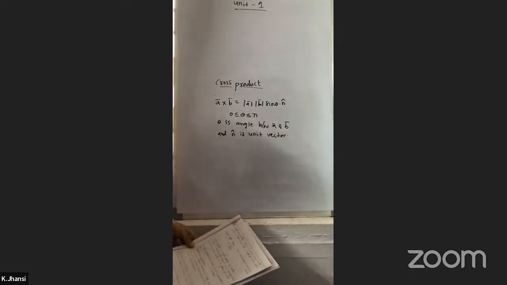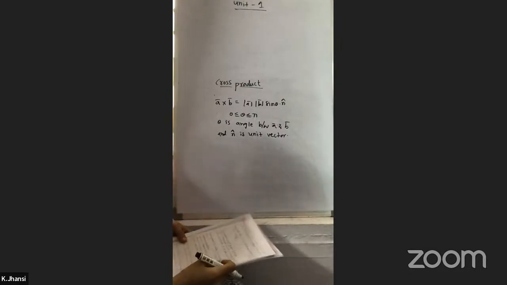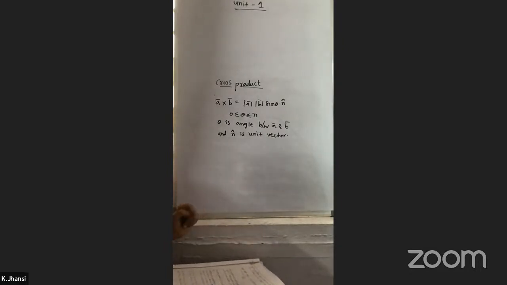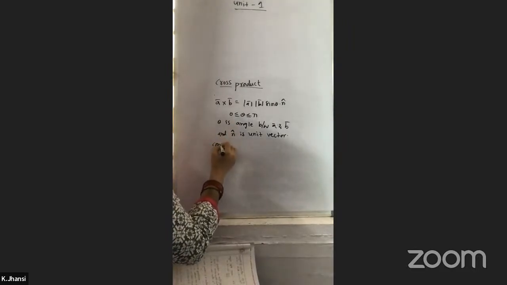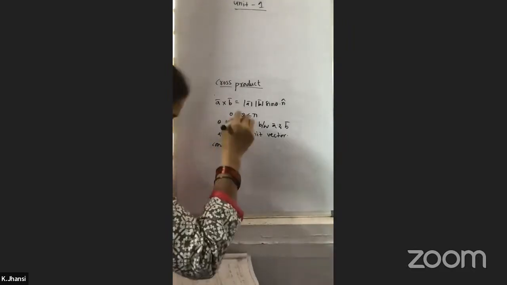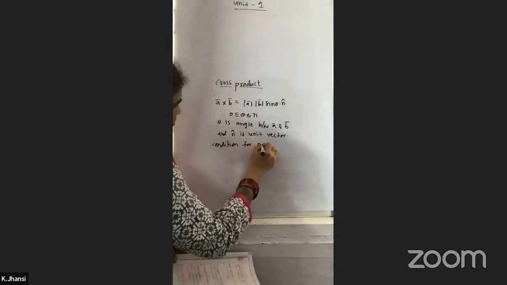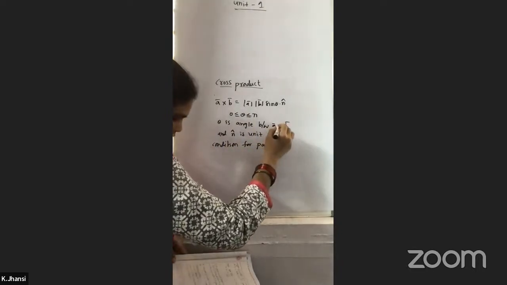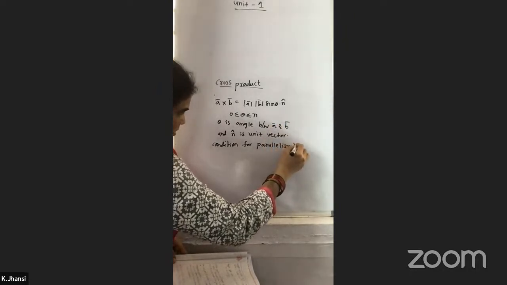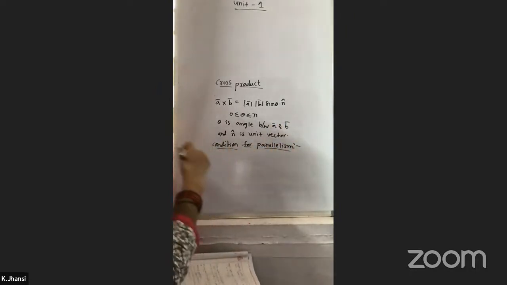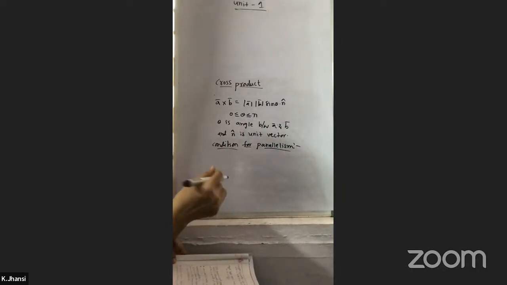Okay, so n cap is a unit vector perpendicular to both vectors. For the dot product, you have the condition of perpendicularity. For the cross product, you have the condition of parallelism. This is the important one. So the condition of perpendicularity is A dot B equals 0, and here the condition of parallelism is A cross B equals 0.